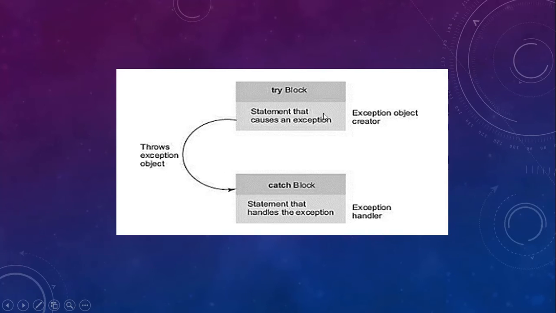Now the try block will go through different statements, and the moment it finds that there is an exception raised by a particular statement, it will throw that exception object out of the try block. You require a catch block to be written. This catch block will have statements that will handle the exception which is just thrown by the try block. So the catch block contains statements that handle the exception thrown by the try block. So the catch block is also called an exception handler.